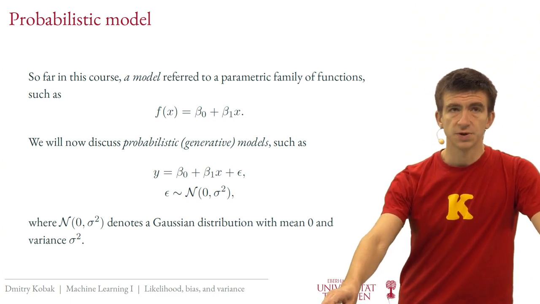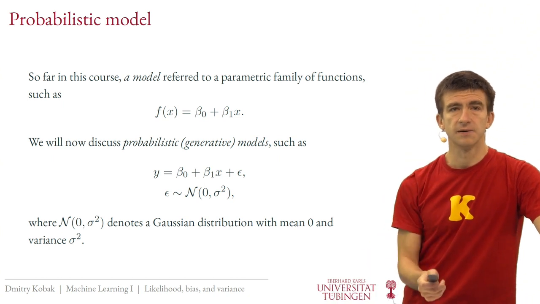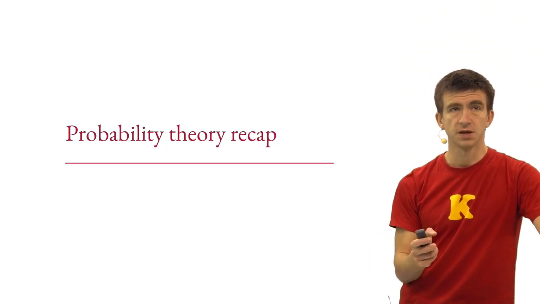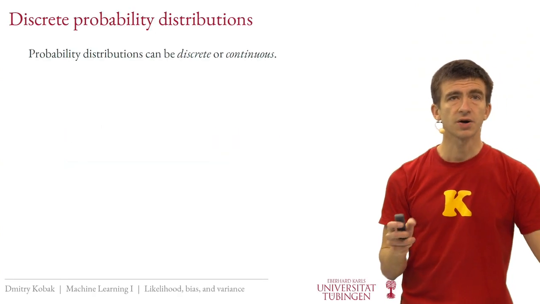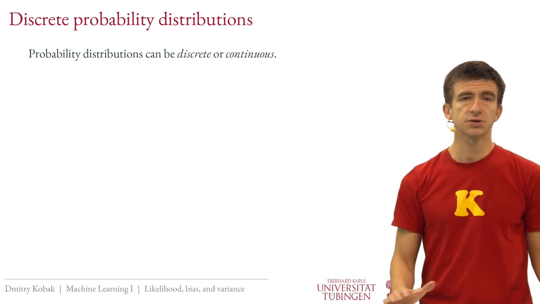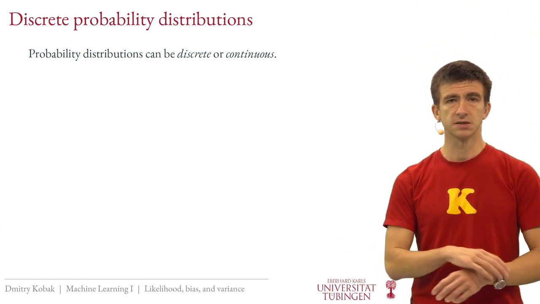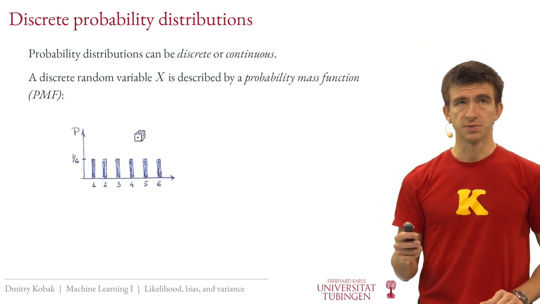But we will start with a short, brief recap of probability theory to bring everybody up to speed with the notions of distributions and so on. Okay, so probability distributions can be discrete or continuous. They can also be mixed, but this we will not be talking about today. Let's start with a discrete probability distribution.